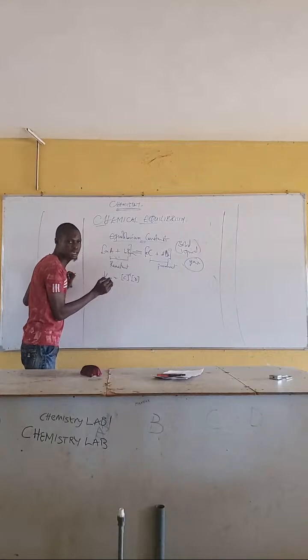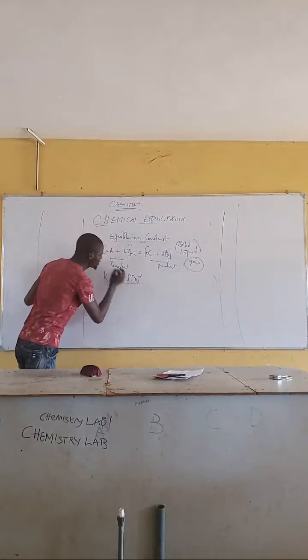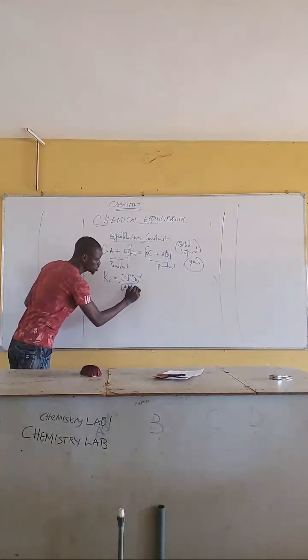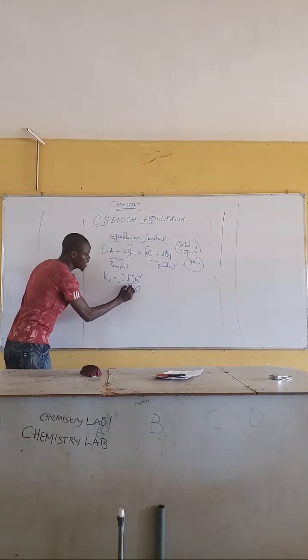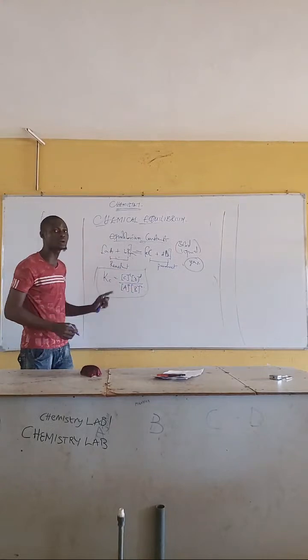So I'll be having this c as my mole here, while this small d will be representing D for the product. All over that of the reactants, which will be the concentration of A multiplied by the concentration of B, and here will be a and b as the powers.